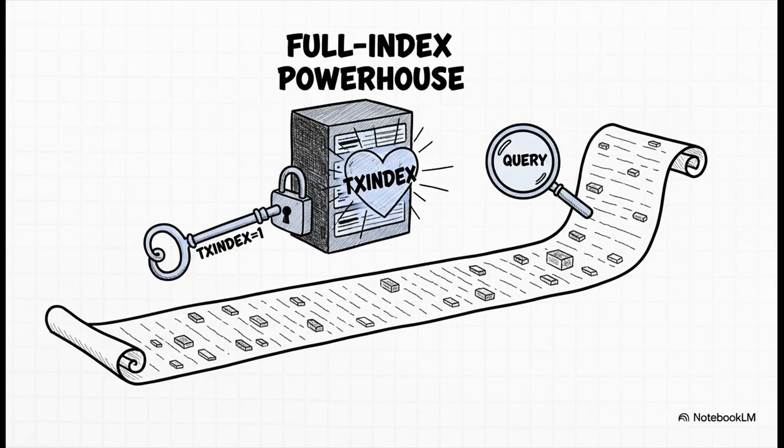When you turn on txindex by setting it to 1, you're telling your node, hey, I need you to build and maintain a complete index of every single transaction. This is the heart and soul of the full index powerhouse. It's what unlocks the ability to query the entire history of the blockchain, which is absolutely crucial for things like block explorers or any data-heavy application.